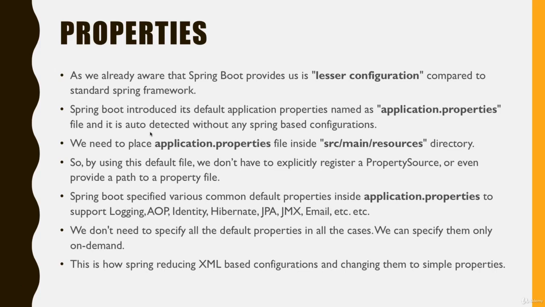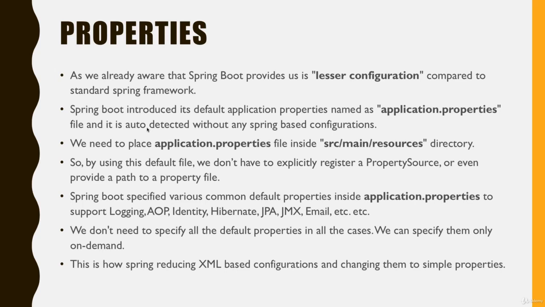The application.properties file is in the src main resources directory. By using this default file, we don't have to explicitly register a property source or even provide a path to a property file, because by default it comes configured. Now we can define another property source, or we can configure a path, but we can discuss that in later videos.